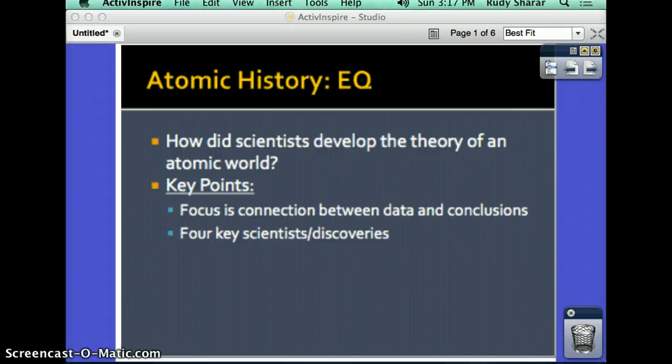Our first lesson is going to be a focused review of atomic history. So the concepts and terms that we cover today should sound pretty familiar as we learn about the structure of the atom. More specifically, our essential question that we're trying to answer here is, how did scientists develop the theory of an atomic world? How did they realize that matter, that everything around us, the pen in your hand, the paper that you're writing on, the screen that you're looking at, the air that you're breathing, how is all of this matter made of atoms?